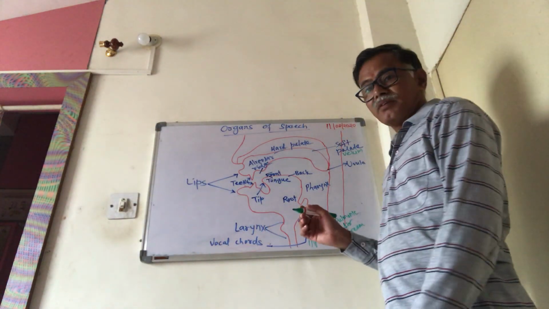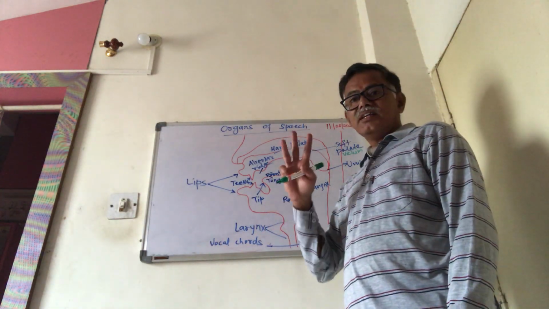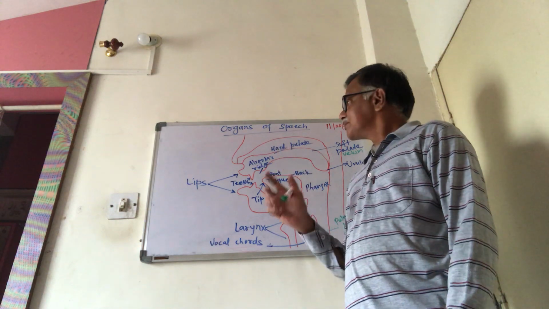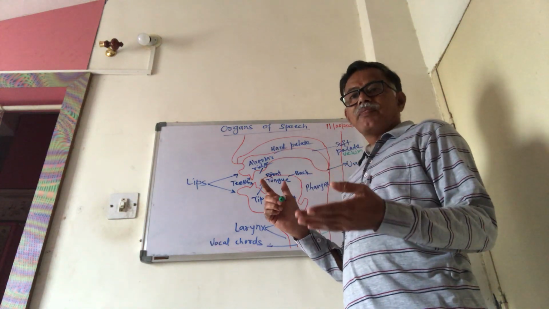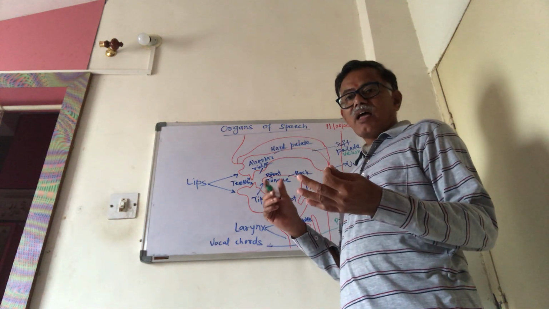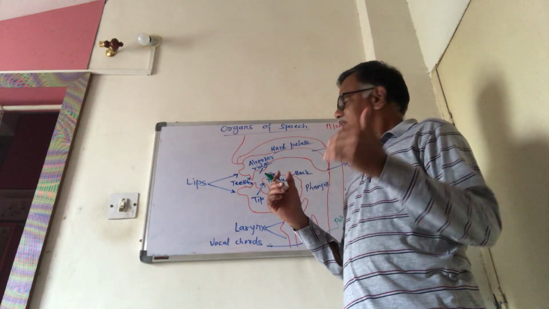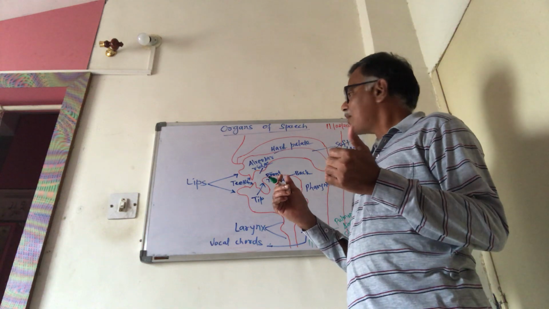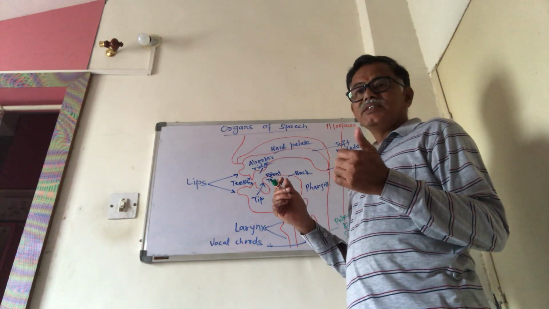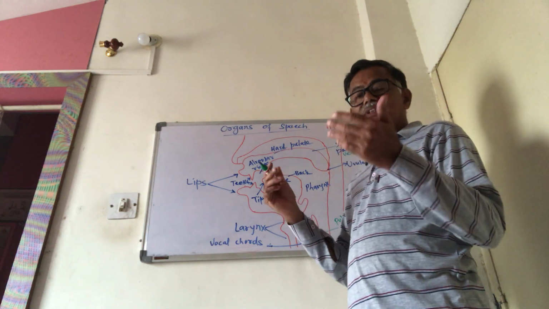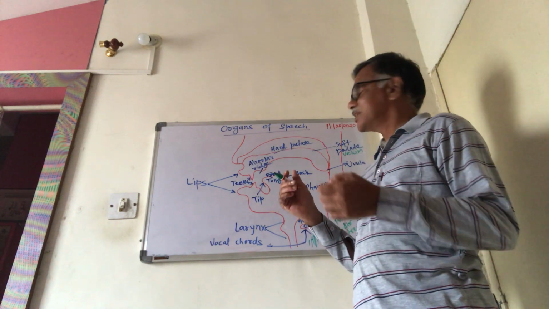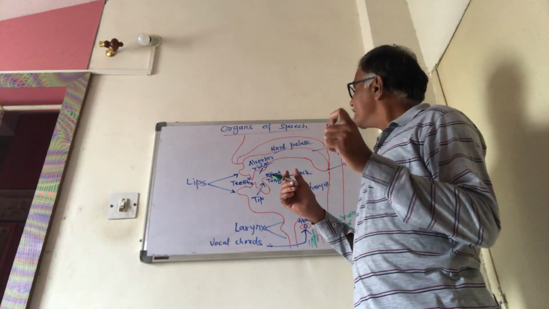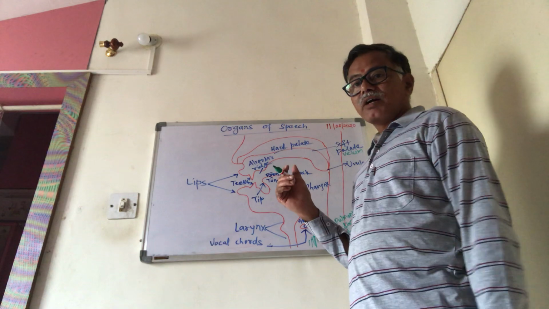Hello. After learning the three system types, respiratory, phonetic, and articulatory, which we already learned, now it is time to go into detail of each and every organ which produces different varieties of sounds in English. So this is the diagram of organs of speech.